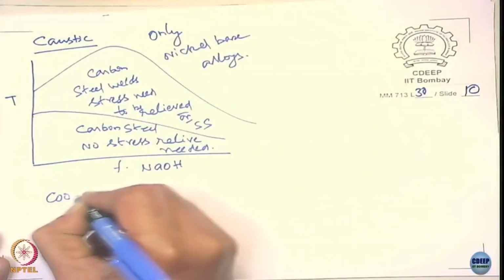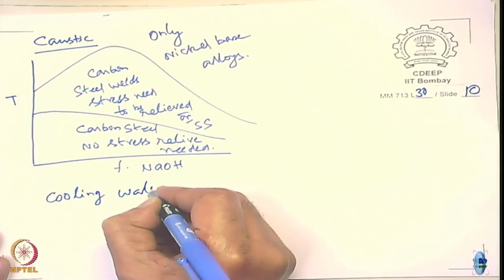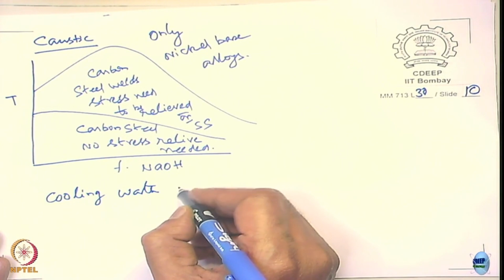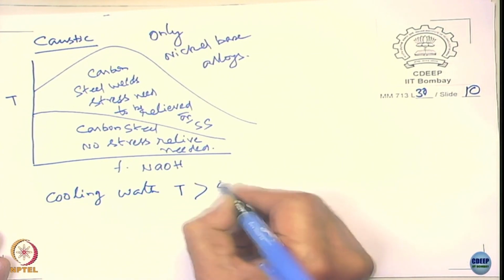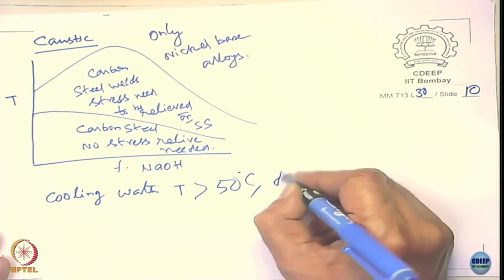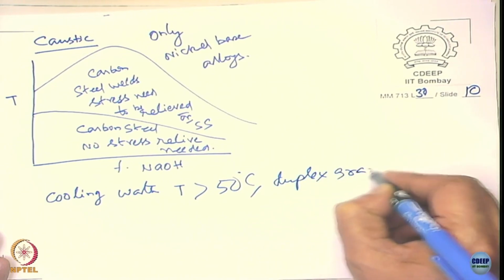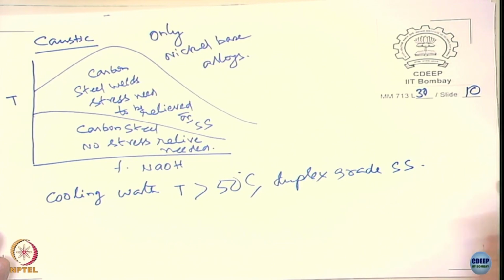Going back, we talked about, let us say, cooling water, right. The cooling water temperature, if it is going to be greater than 50 degrees Celsius, how do the people tackle it? They tackle it using duplex grade stainless steels, they use that, okay. So, you could find a solution, right.